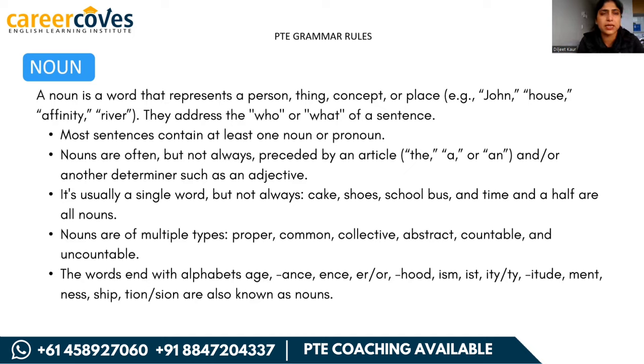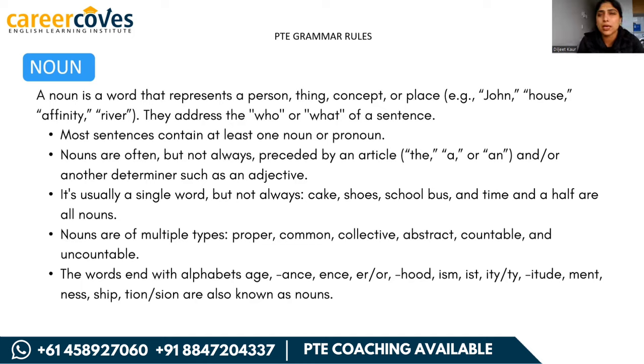So the very first thing is the noun. If you see on the screen, what is a noun? A noun is the name of any person, anything, any concept or any place. You can also say anything that is addressing who or what of a sentence is known as a noun. Most sentences have one noun or pronoun, at least one, and they can be more than that. Nouns are often, but not always, preceded by articles such as a and the.